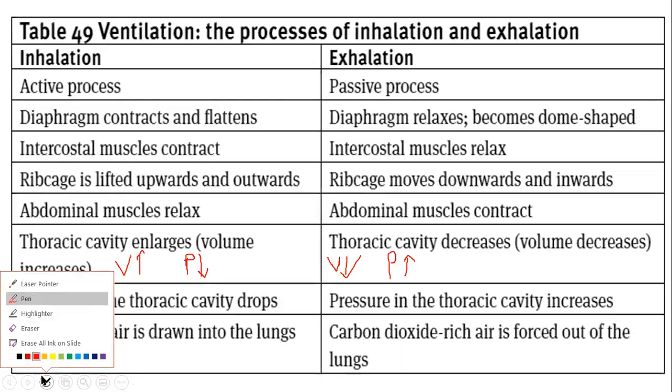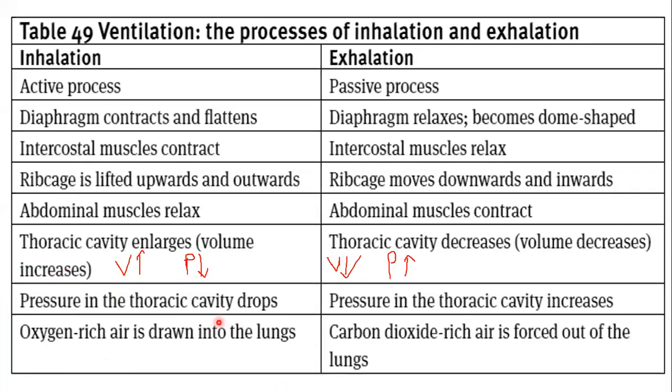And then oxygen-rich air is drawn into the lungs. That's why you are inhaling. You are taking in this oxygen-rich air, so it's drawn into, inhaled into the lungs. And when you exhale, the carbon dioxide-rich air is forced out of the lungs. It's exiting, hence the E there, exhale. It explains the process of exiting. There's air that is moving outside, it's exiting. But which air is that?